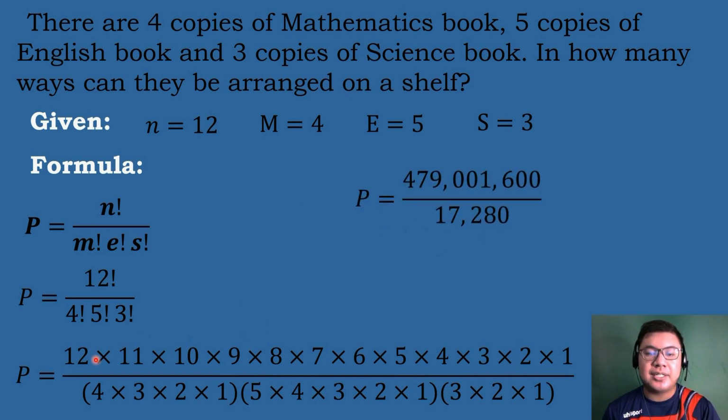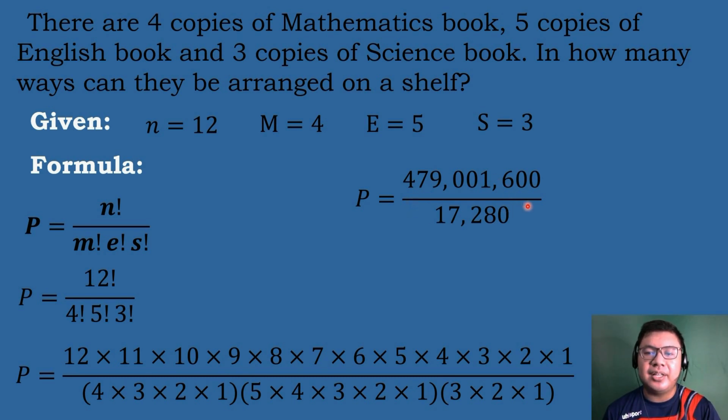And then after that, we will just multiply these numbers. Or you can just press 12 on your calculator followed by the factorial symbol, then press equal sign. And that is equal to 479,001,600. And then multiplying these numbers, we have 4 times 3 times 2 times 1. This is equal to 24. 5 times 4 times 3 times 2 times 1. This is equal to 120. 3 times 2 times 1. This is equal to 6. So we have 24 times 120 times 6 is equal to 17,280.